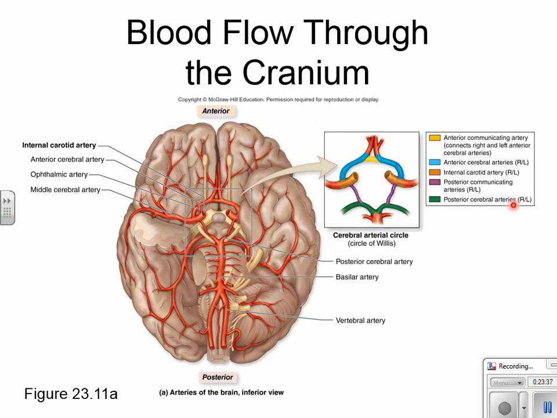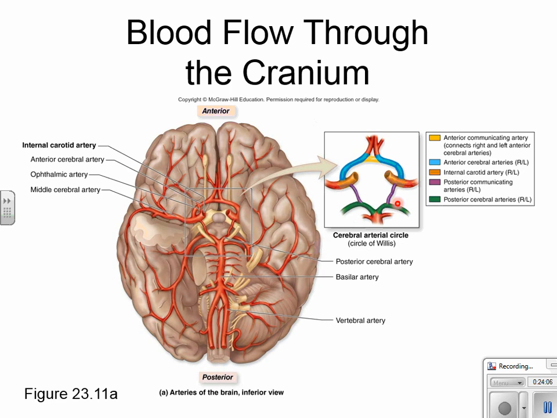The green ones, look at them wrapping around. So right here is a posterior cerebral. If you had a clot form there and that shut down this part of the brain, you're going to lose a lot of vision, right? The occipital lobe deals with vision. And we're keeping it simple, guys. Neurologists know all about it. But the circle of Willis is a good feature.